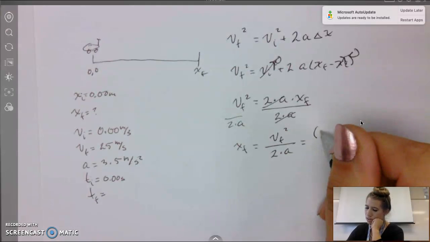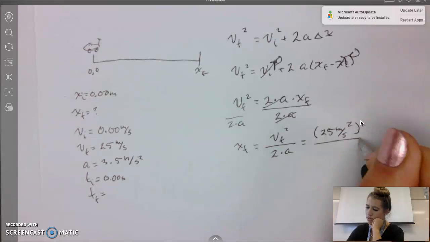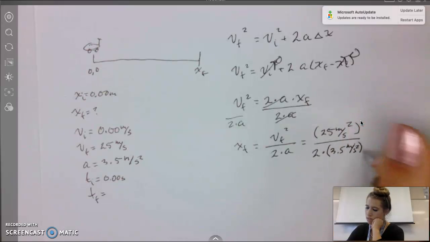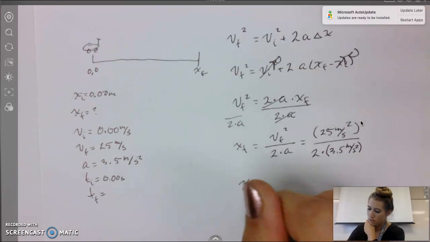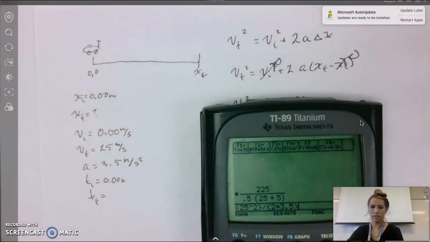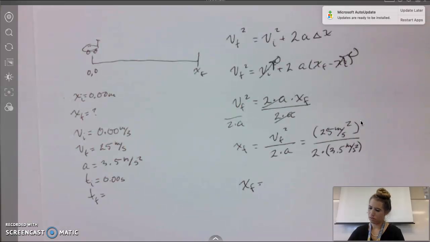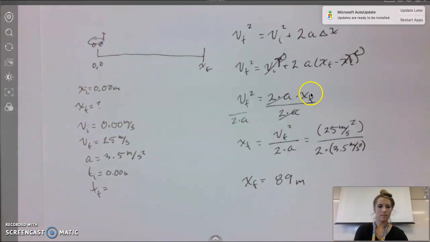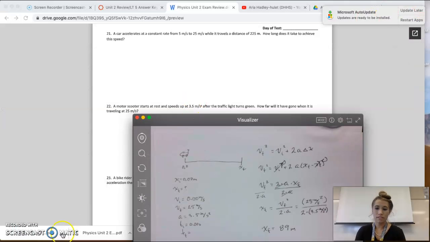So that would be 25 meters per second squared, 2 multiplied by 3.5 meters per second squared. Okay. So x final would be 25 squared divided by 2 multiplied by 3.5. Okay, when I plugged that in, do you see that I put that in parentheses? I want to keep all of that on the top of my fraction. Okay, so my final answer is 2 sig figs, 89 meters. Okay, well, let's keep going on to the next one.